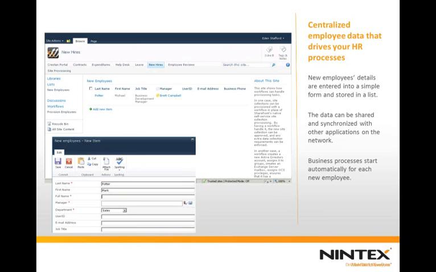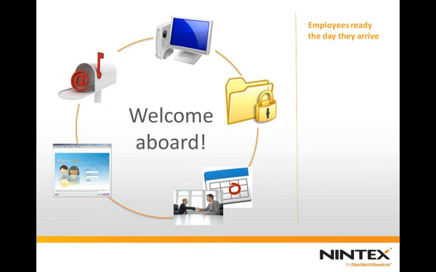Of course, as each new employee is entered in the list, the business processes required to get them started kick off automatically. And these are some of the things that we might provision for them as they start. They're going to need network permissions so that they can do their job using the company network and all of its assets. They're going to need an email inbox and an account, a login to use it. We can set that up for them as well.